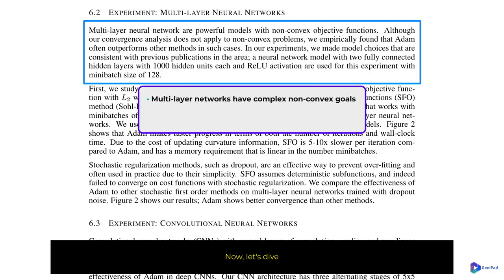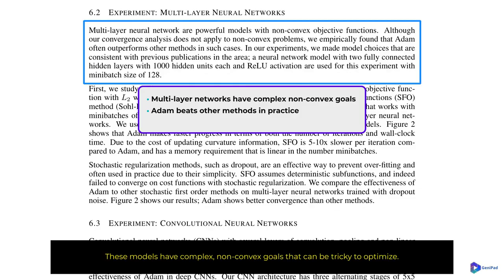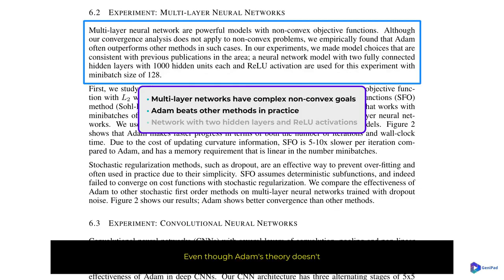Now, let's dive into multi-layer neural networks. These models have complex, non-convex goals that can be tricky to optimize. Even though Adam's theory doesn't cover this, it often beats other methods in practice. We used a network with 2 hidden layers and ReLU activations, similar to setups in other studies, to keep things fair and comparable.